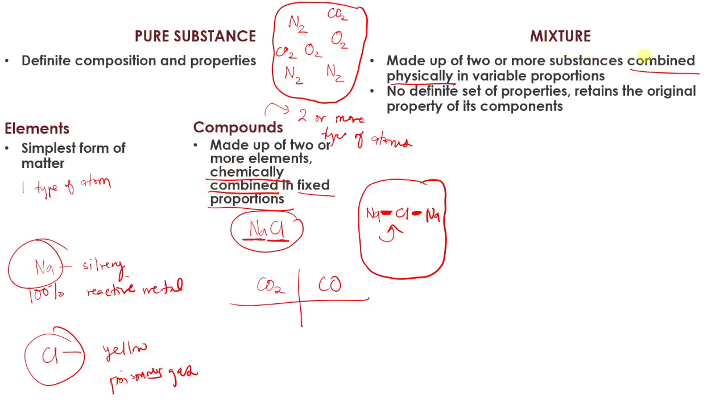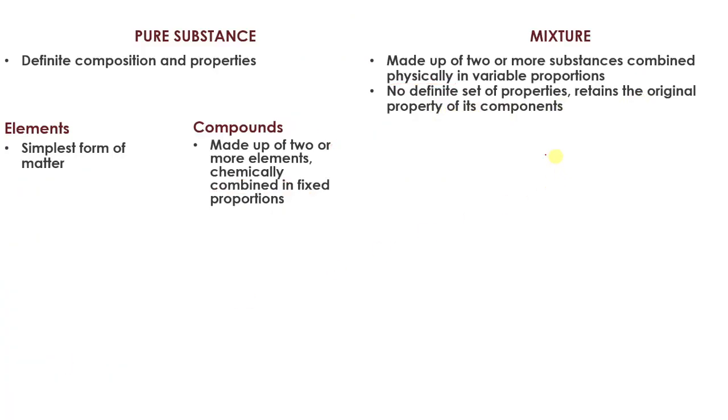So for a mixture, they are physically combined, so there's a physical combination. Meanwhile, for compounds, they are chemically combined, so there's an actual chemical bond holding these particles together. Now, because of this, a mixture doesn't have a definite set of properties, so its properties are changing, and it retains the original property of its components. Let's take, for example, salt water. Salt water is made up of salt plus water.